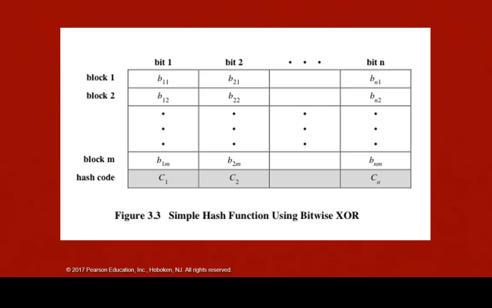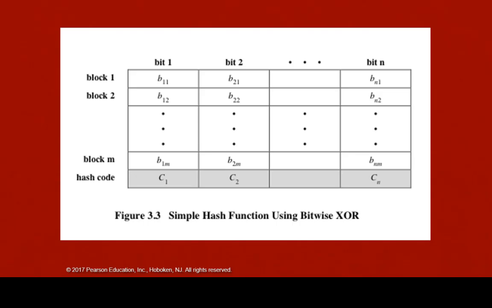Simple hash function. All hash functions operate using the following general principles. The input message is viewed as a sequence of n-bit blocks. The input is then processed one block at a time in an iterative fashion to produce an n-bit hash value.